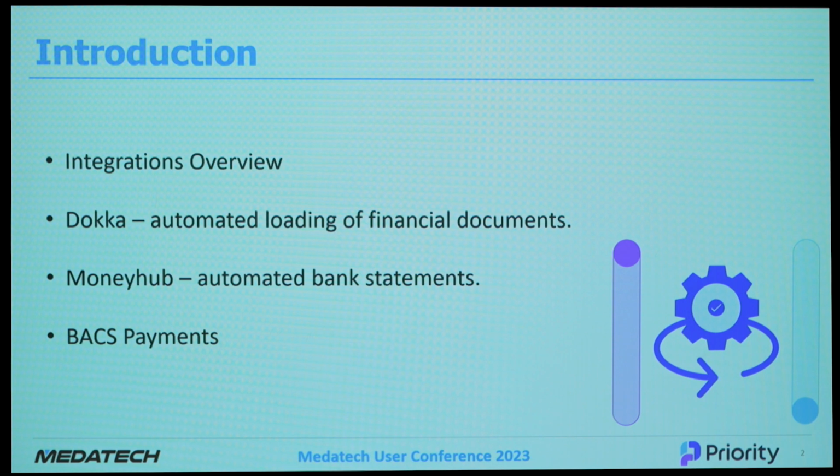I will then talk to you about Moneyhub. Moneyhub is an automation of bringing your bank statements into Priority. It's an integration that Meditech have written, and it saves you time and it saves you from making mistakes by bringing in the data automatically for you. I'll then talk to you about BACS payments and the options that Priority has inside it for batch payments through BACS.